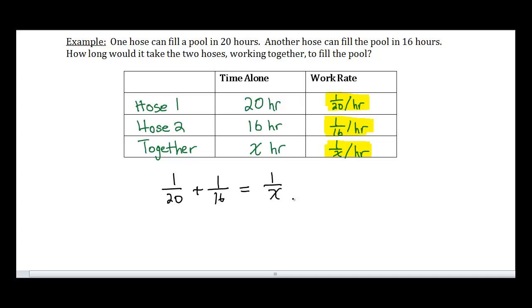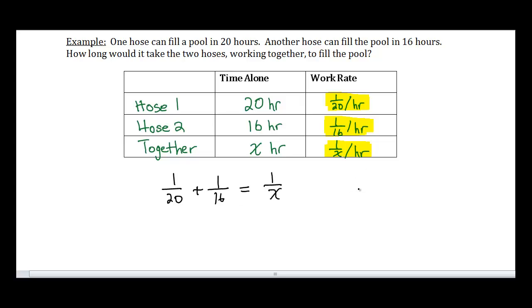Now I have an equation. This is how we're always going to set these up. You add the two work rates for the individual hoses, and it should equal the same as when they're working together, right? All right, and now what I'm going to do is I'm going to solve this equation.